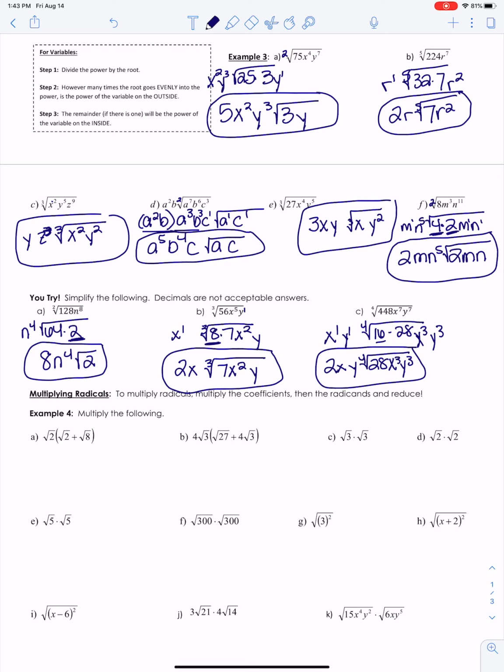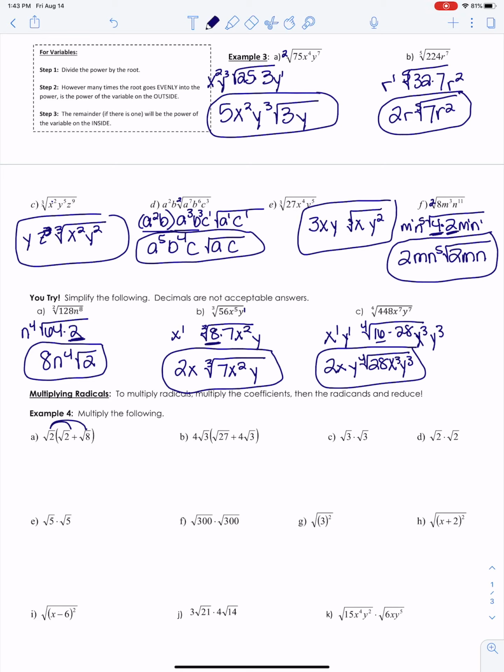Okay, example 4, multiplying radicals. To multiply radicals, multiply your coefficients, then multiply your radicands, and then reduce. So if we multiply these, this is basically just the distributive property. So I'm going to do square root of 2 times square root of 2 and square root of 2 times square root of 8. If they're both inside a radical, you can multiply them together.